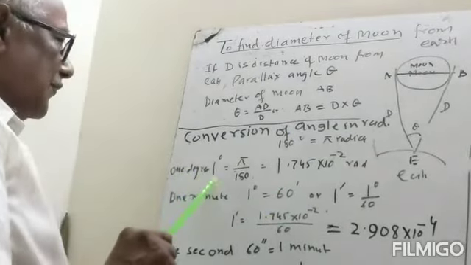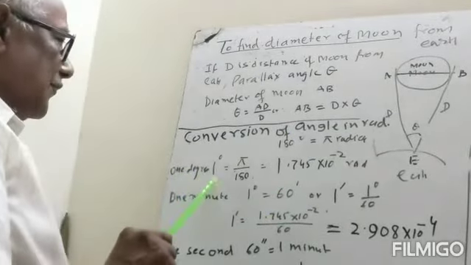This is equal to pi by 180. Pi is 3.14. We divide 1 by 180 and it is equal to 1.745 into 10 raised to minus 2 radian. So 1 degree angle is equal to 1.745 into 10 raised to minus 2 radian.